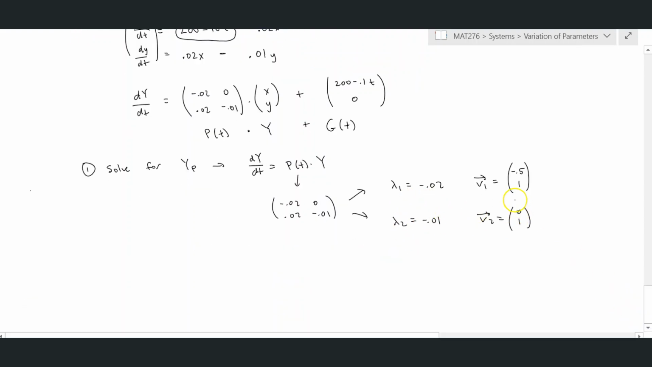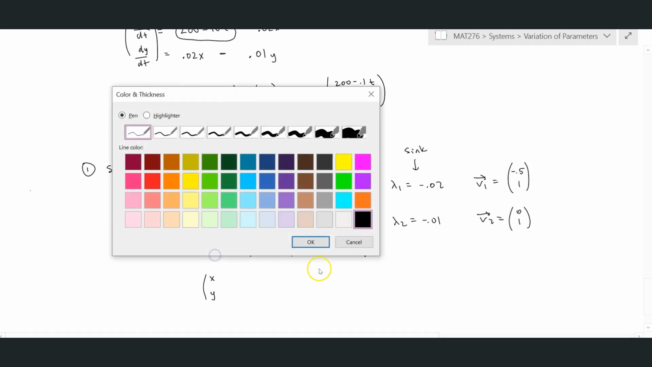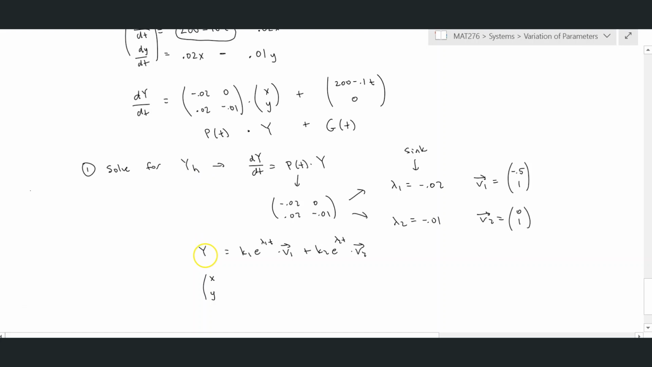Now, here are the eigenvalues and eigenvectors that we get. Notice that they're both real. This corresponds to the fact that both of them are negative, which means our equilibrium point will be a sink if the system has any, but it would be a sink. And our solution would be k1 e to the lambda 1t times v1 plus k2 e to the lambda 2t times v2. So for us, that would mean that our x, I'm sorry, not yp. I wrote yp, but I should have been writing yh. My apologies there. So yh.